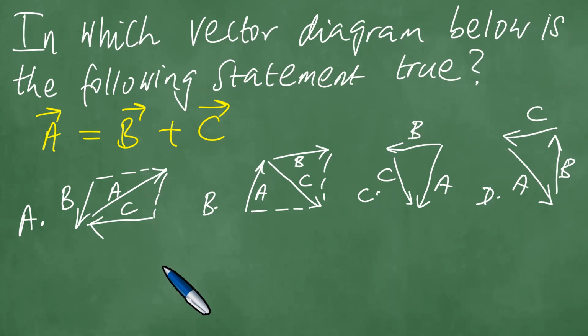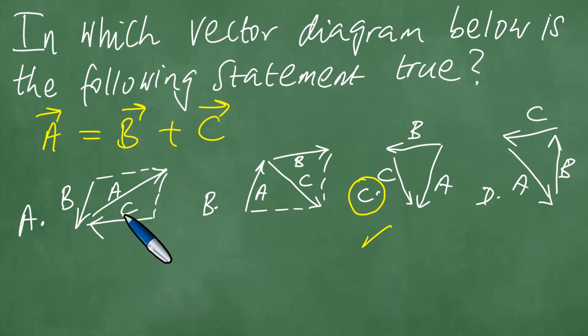So, if you look at these, what do we have? See that vector B plus vector C gives us vector A. So, the very correct one has to be part C. So vector B plus vector C is going to give us vector A. So the correct one is C, and the others are wrong.